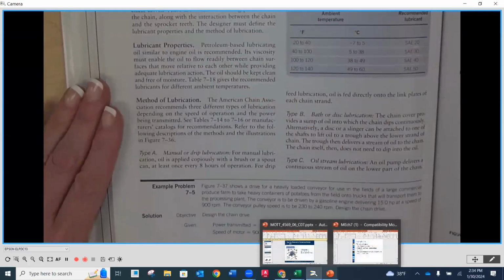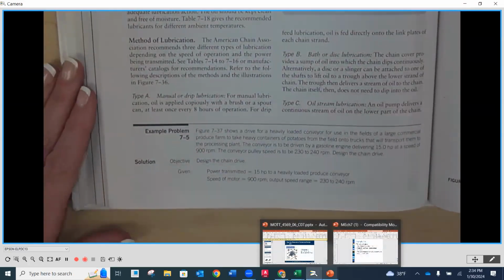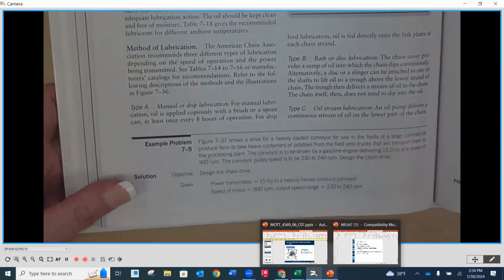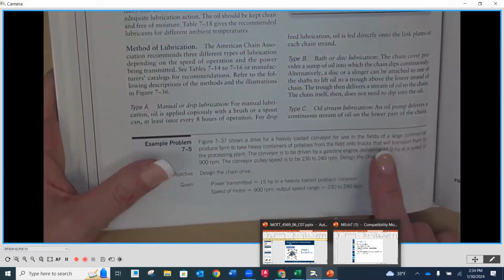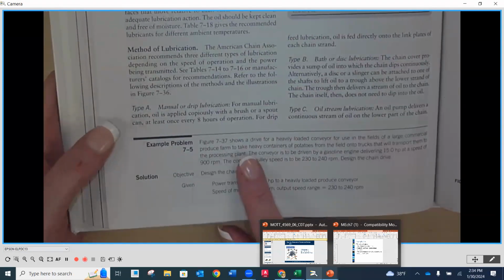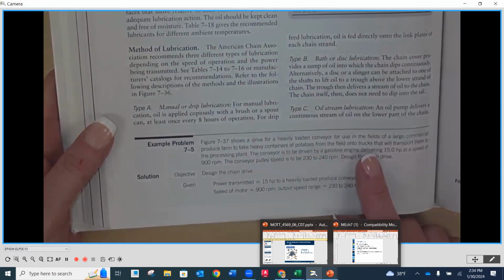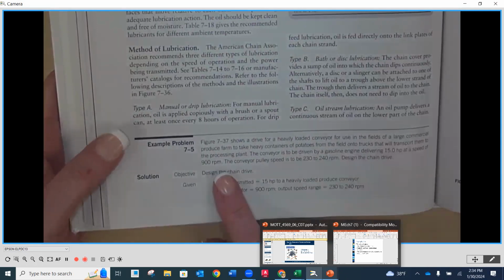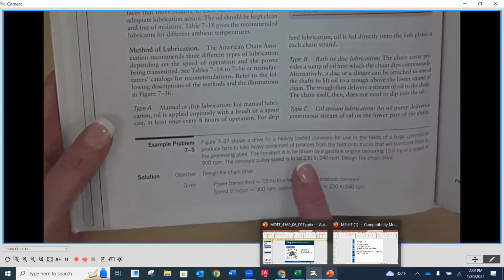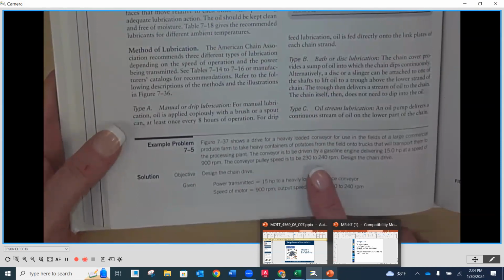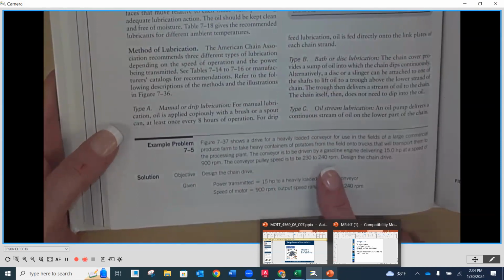So I'm going to go underneath here. We're going to look at our application. It says that Figure 7-37 shows a drive of a heavy loaded conveyor for use in the fields of a large commercial produce farm to take heavy containers of potatoes from the field onto trucks that will transport them to a processing plant. The conveyor is to be driven by a gasoline engine delivering 15 horsepower at a speed of 900 RPMs. The conveyor pulley speed is to be between 230 and 240 RPMs.